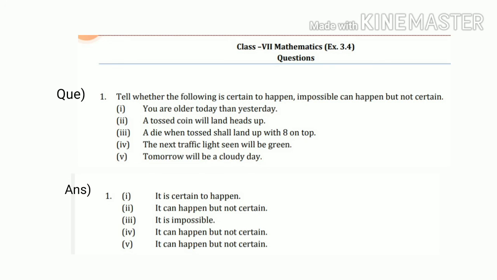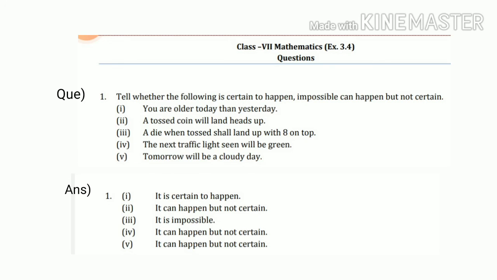You are older today than yesterday. It is sure to happen. The second one, a tossed coin can land head up. It can happen, but it's not always that it will happen. It's not sure, right? Now the third one, a die when tossed shall land up with 8 on top. It is impossible because the dice has only 6 options, 1 2 3 4 5 6, so it is impossible.